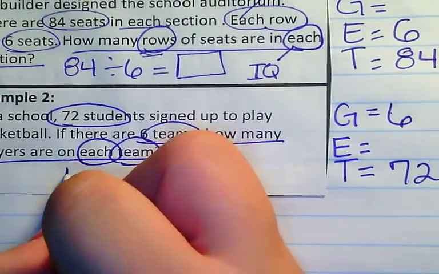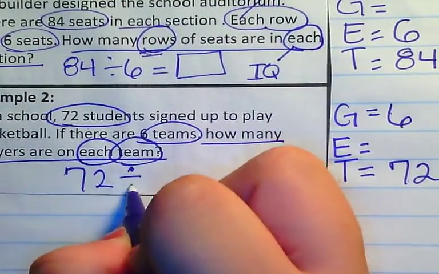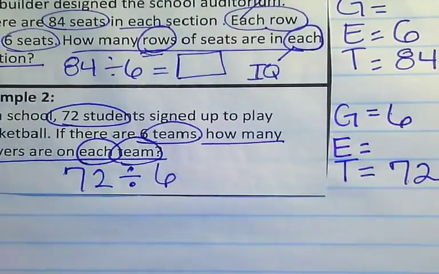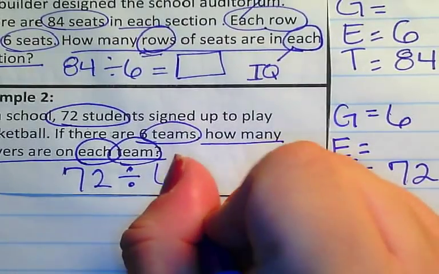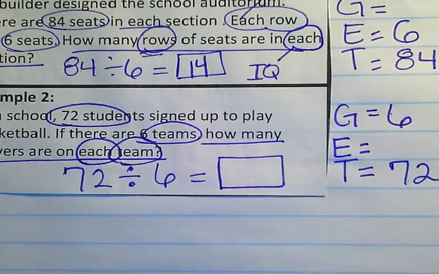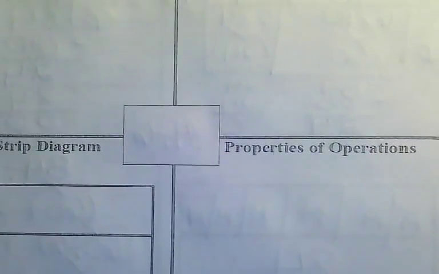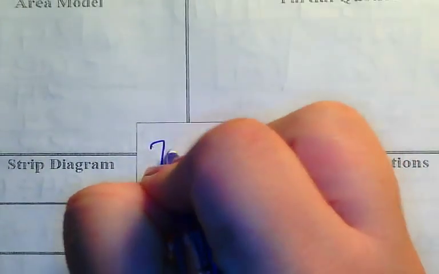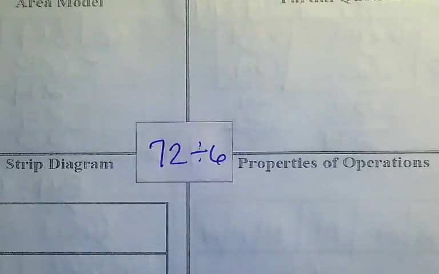72 divided by 2? 72 divided by 6. I don't know where we're getting the 2 from. 72 divided by 6 equals blank. We forgot to put our answer over here, guys. This is 14 right here. Okay, so 72 divided by 6. So we get our handout, this one, and we put 72 divided by 6. Oops, let me change to pencil.